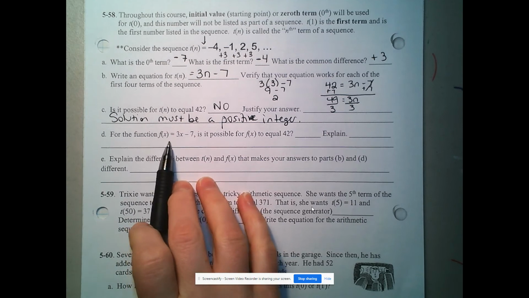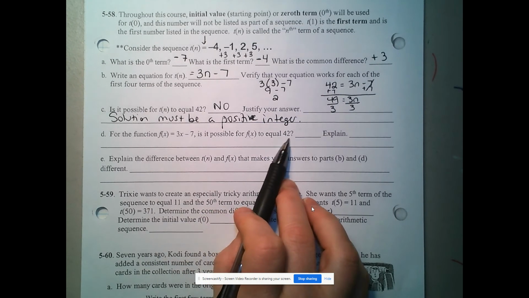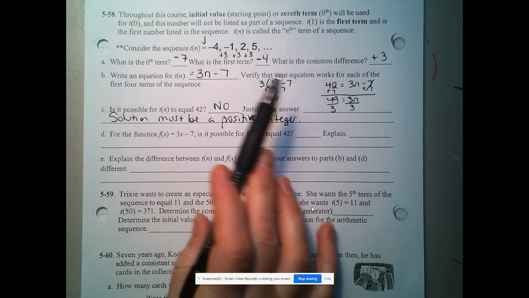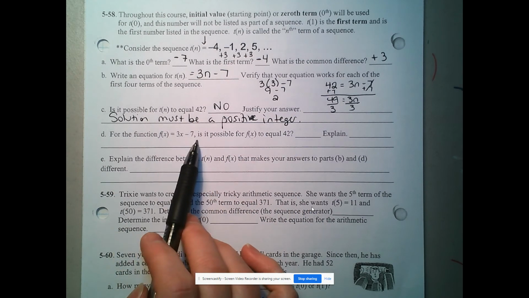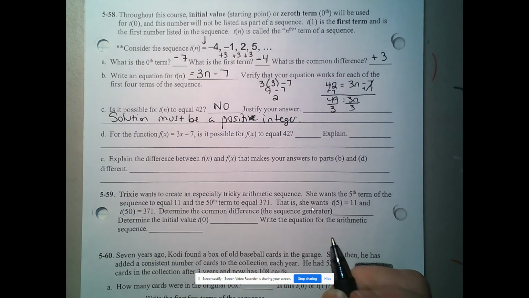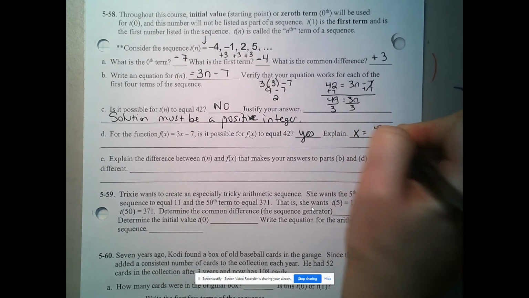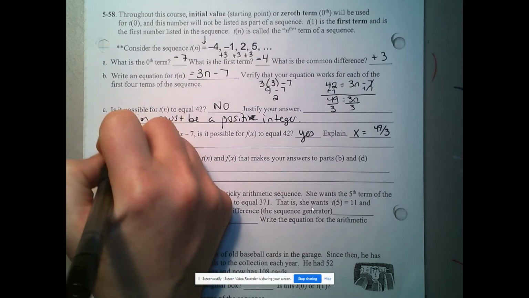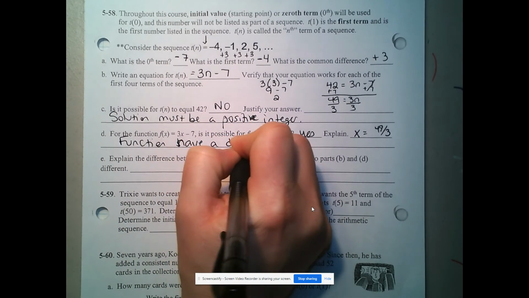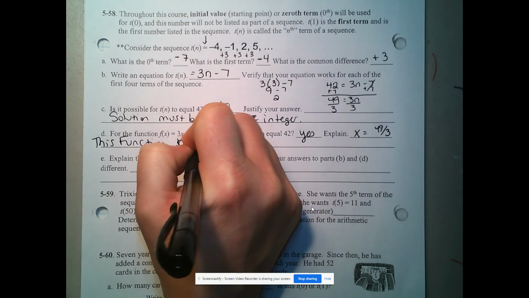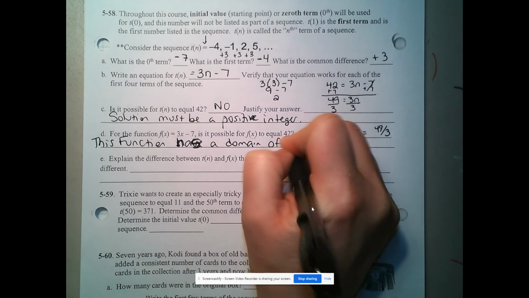For the function f of x equals 3x minus 7, is it possible for f of x to equal 42? Now, notice we've switched to f of x, which is function notation and has nothing to do with the sequence. It doesn't have n. It's not attached to the problem before it. It's just a function in general. The answer to that one would be yes, sure, why not? We just solved it, and we would get x equals 49 thirds. This function has a domain of all real numbers.